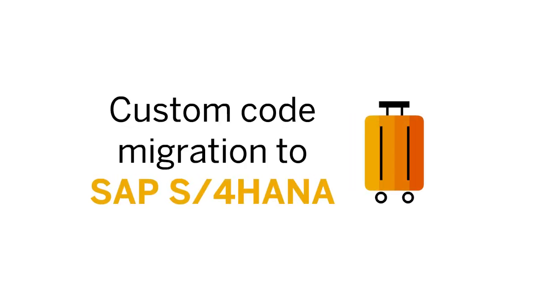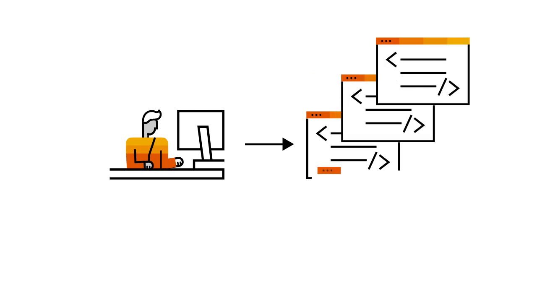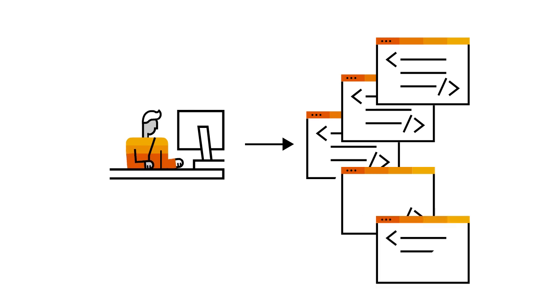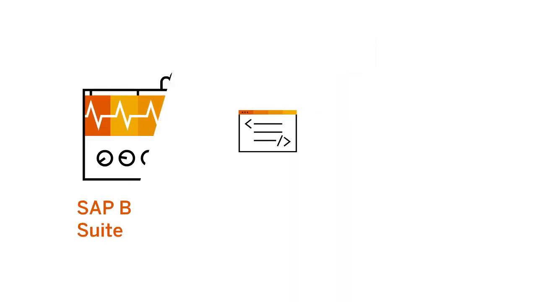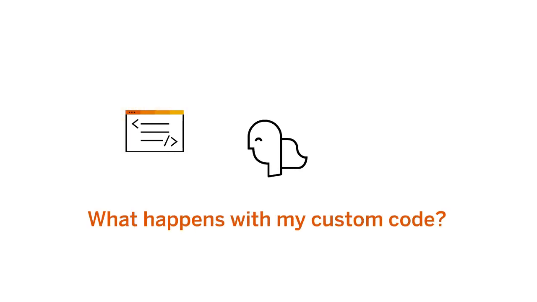Custom code migration to SAP S/4HANA. Over the past years, you as SAP customers have heavily extended and modified SAP solutions. There are SAP ERP systems with a few million lines of custom code. During a system conversion to SAP S/4HANA, you need to make a decision on which custom code must be taken over and adapted for the SAP S/4HANA system.